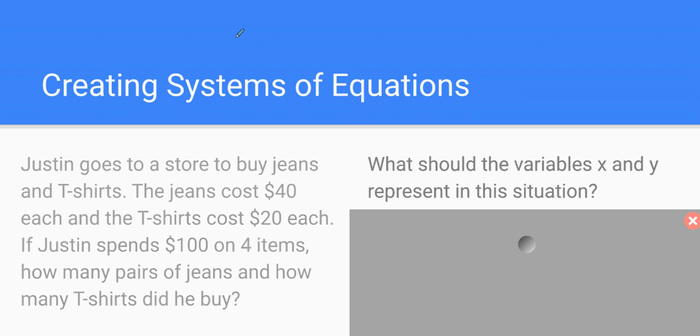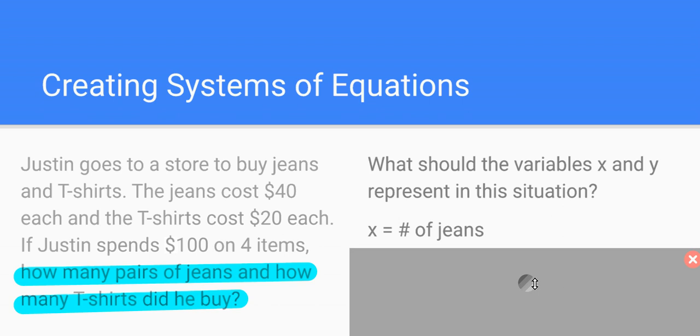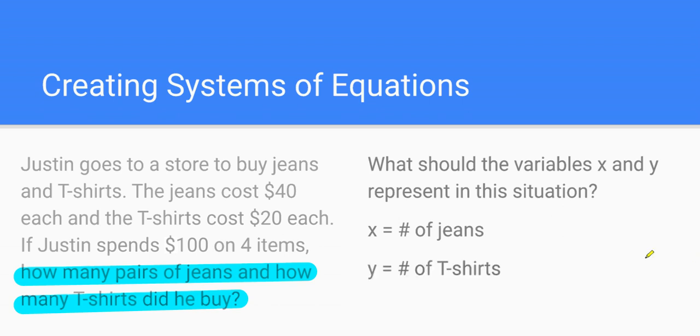The first thing you should always do when you're creating a system of equations is figuring out, well, what do the variables x and y represent in this situation? And very often, all you have to really do is look at the actual question in the problem. And the actual question is right here. How many jeans and how many t-shirts did he buy? Look, there's the question mark. Okay, so in this case, I'm going to say that my x is going to represent the number of jeans and my y is going to represent the number of t-shirts.